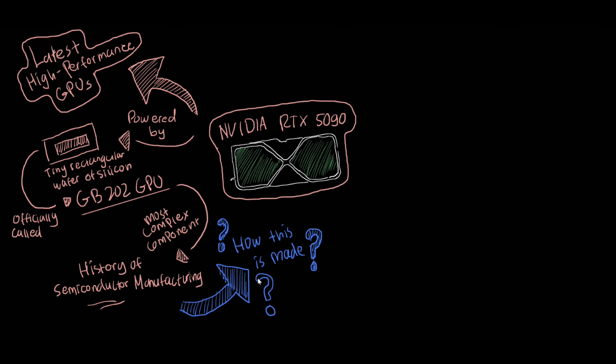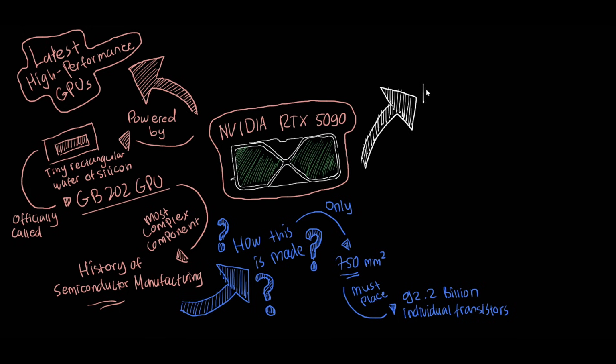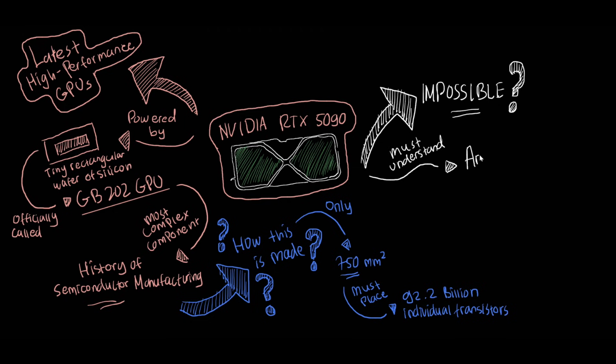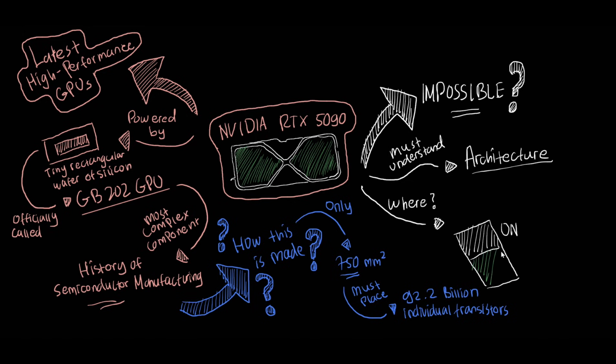just on this one die, which measures just 750 square millimeters in size, the manufacturing process must successfully place 92.2 billion individual transistors. It seems like a physical impossibility to pack that much computing power into such a confined space. So to understand how we get there, we first have to understand the architecture that dictates where every single one of those billions of switches belongs.